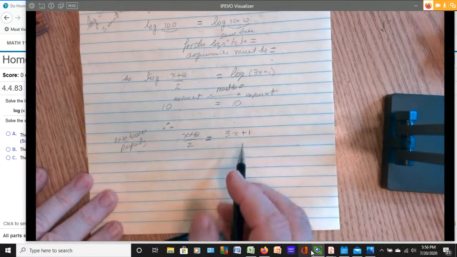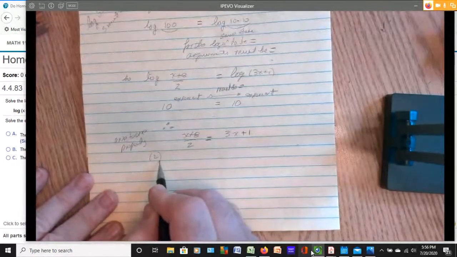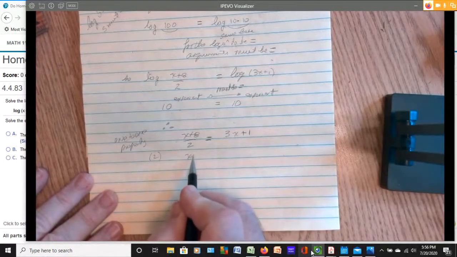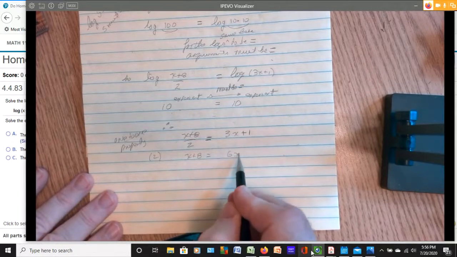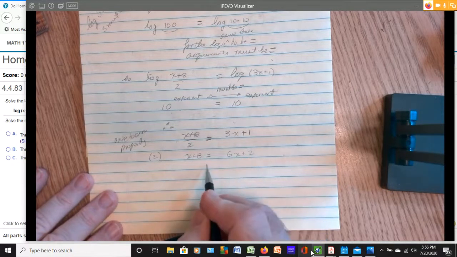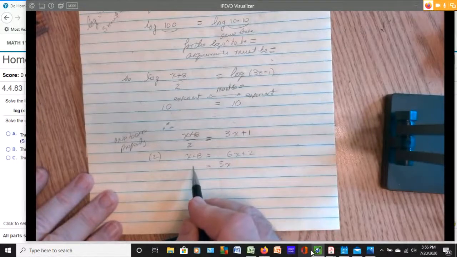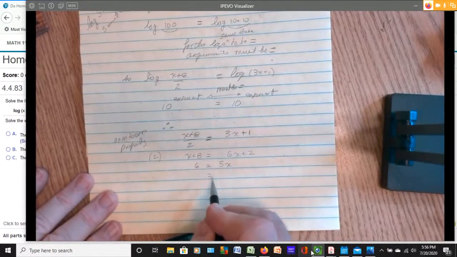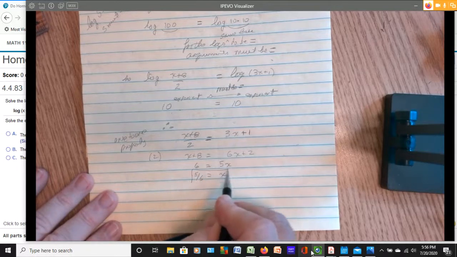So at any rate, what we wind up with is something that looks pretty easy to solve. The first thing I'm going to do is multiply by 2, and that's going to give x plus 8 equals 6x plus 2. You with me on that? Subtract from both sides, subtract 2 from both sides, and then I get x equals 5/6.